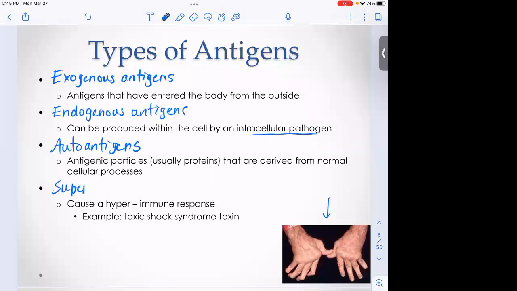And lastly, there are super antigens. We'll touch base with this a little bit later when I can explain it more fully. But these are antigens that cause a way more than appropriate immune response. So many T cells are activated. We get hyperinflammation, like 100 to 1,000 times more than what's appropriate.